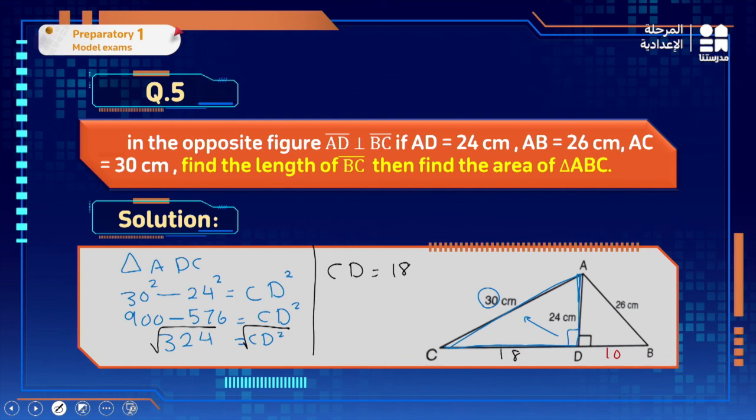Now let's answer the question. BC equals what? BC equals 10 plus 18, which is 28. Now, how can we find the area of the triangle? As we know, the area of a triangle is half base times height. The base is BC, which is 28, and the height is 24.